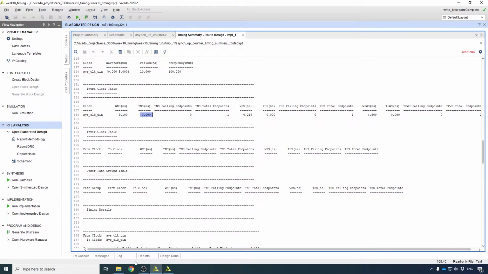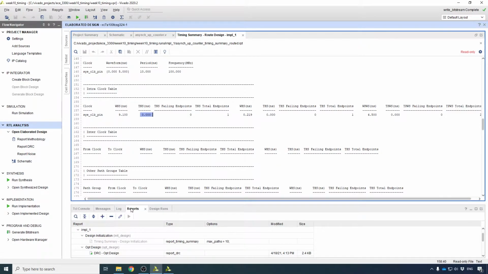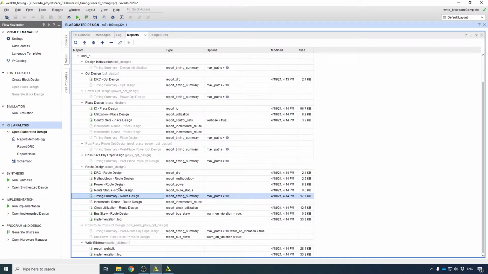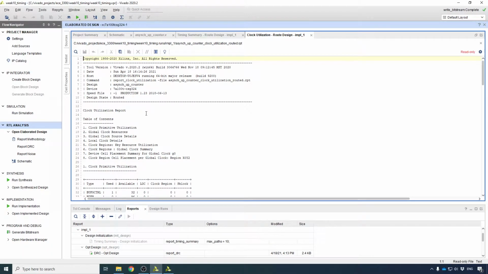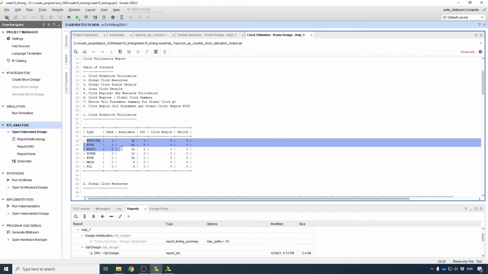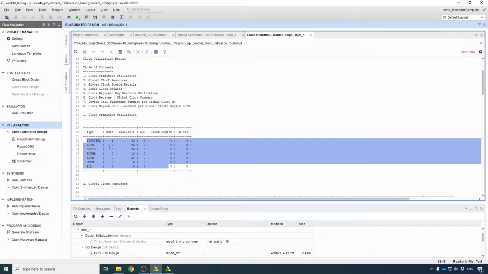But Vivado generates these reports by default, and you can take a look at them on your own. For example, the clock utilization report, what does it give me? It tells me clocking is a really complicated topic, and you have to use that clock so that you get to use the clock tree on that system.